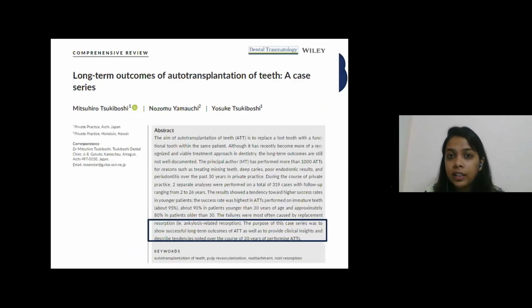Now, this is an example of a case series where this particular author has done a whole lot of autotransplantation of teeth. So he's done it over a course of 30 years, and he's just gone ahead and published his findings, saying this is what he's done. These are the people he's treated, and this is how their outcome was. So this does not involve any sort of statistical identification or analyzing, and it can result in a lot of bias because it's very subjective.